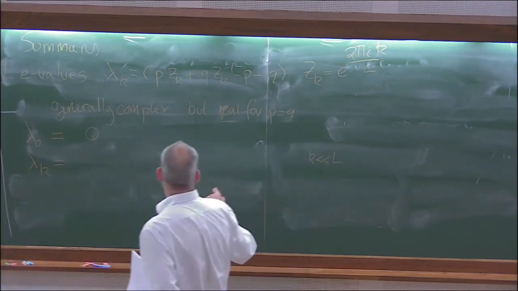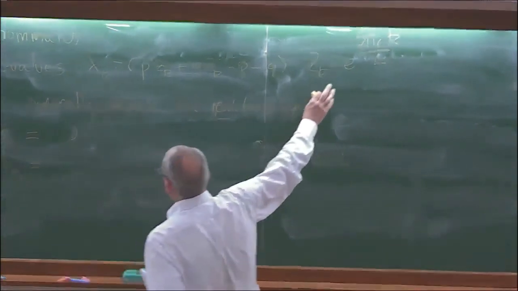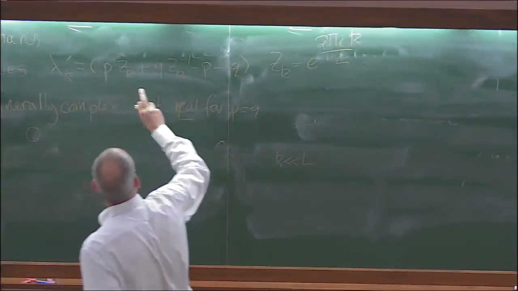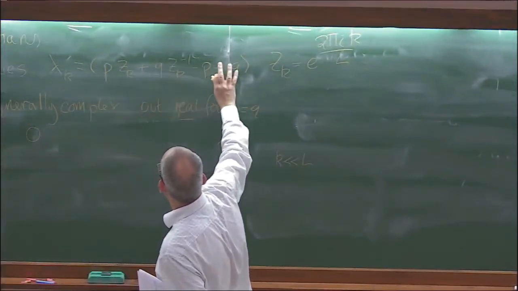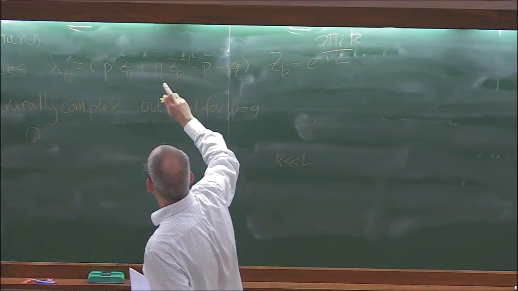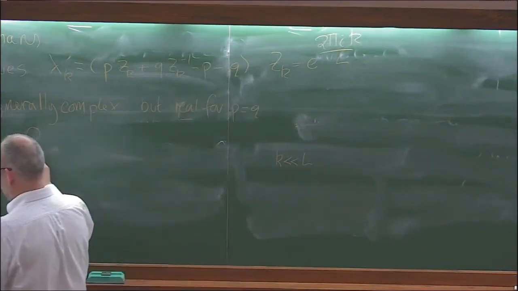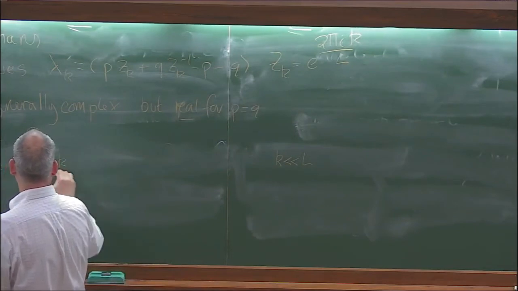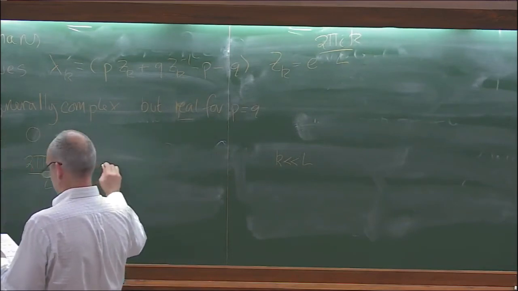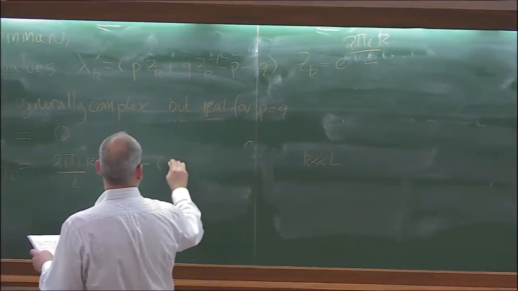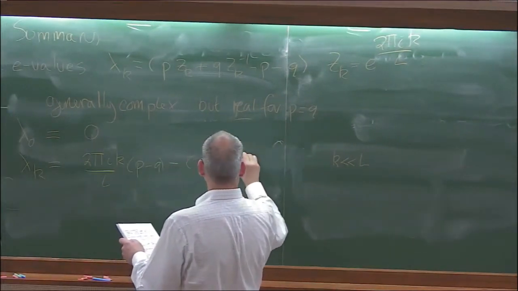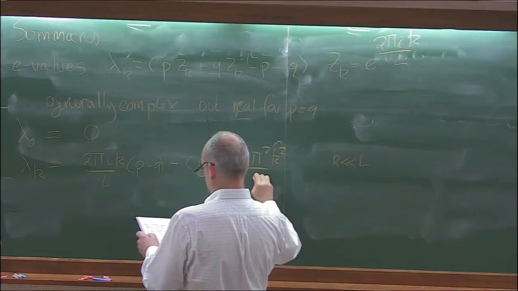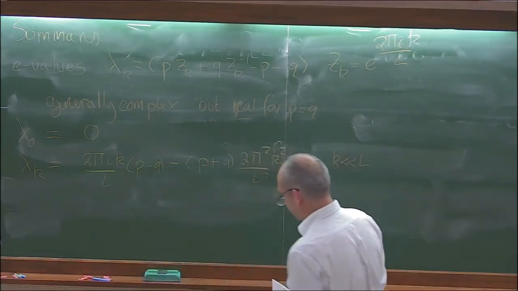So for k very much less than L, I can expand this, and what I get is lambda k. The first term from each z will be 1, which will cancel. Then I'm going to have 2 plus i k over L, p minus q, then minus p plus q, 2 pi squared k squared over L squared, plus the higher order terms.